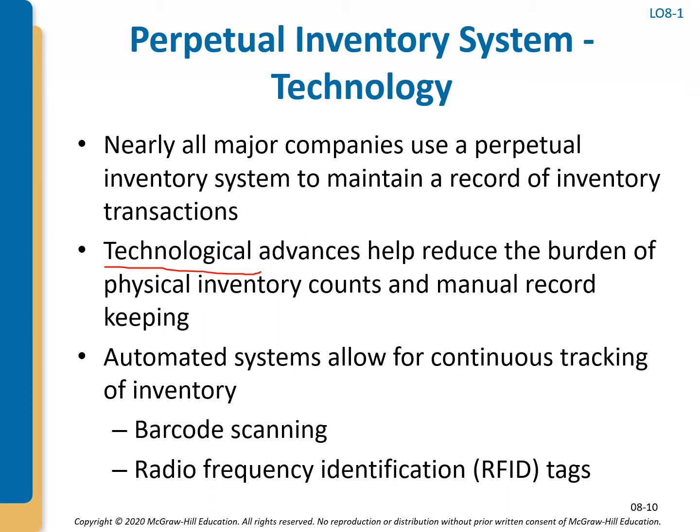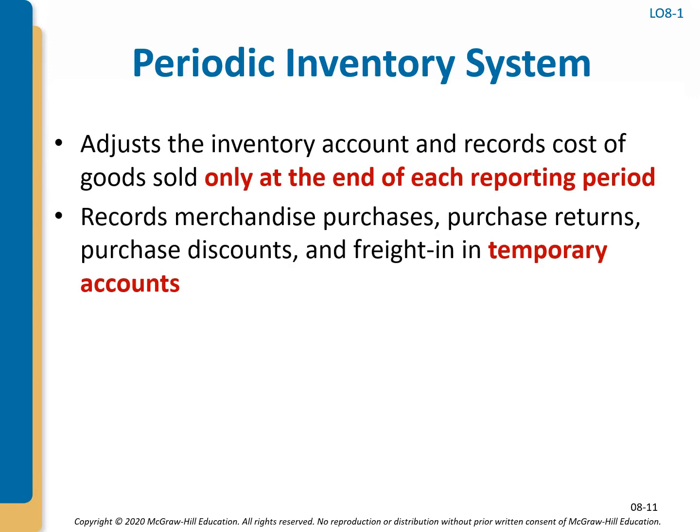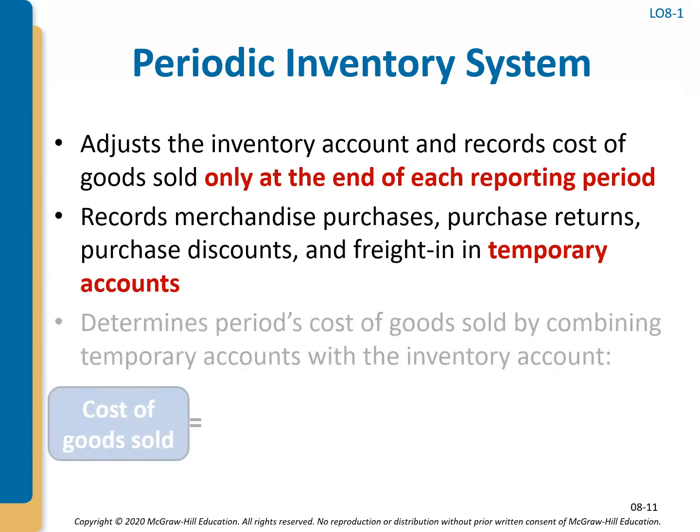Now, the alternative recording system to the perpetual system is the periodic inventory system. The periodic inventory system adjusts the inventory account and records cost of goods sold only at the end of each reporting period. So nothing is reported for inventory and cost of goods sold until the end of each reporting period. It records merchandise purchases and purchase returns and purchase discounts and freight in temporary accounts.